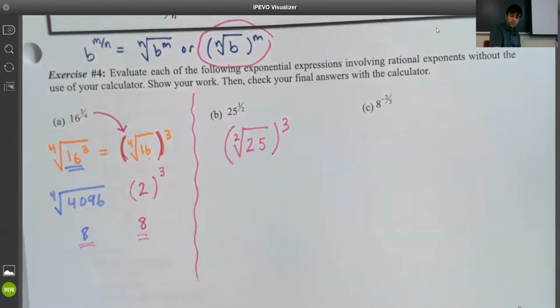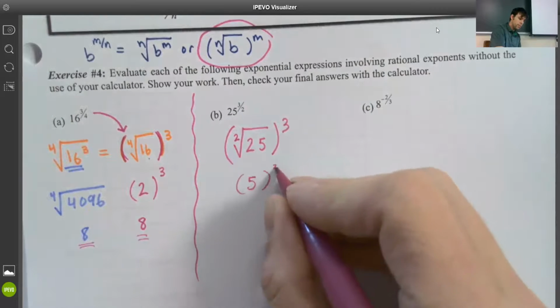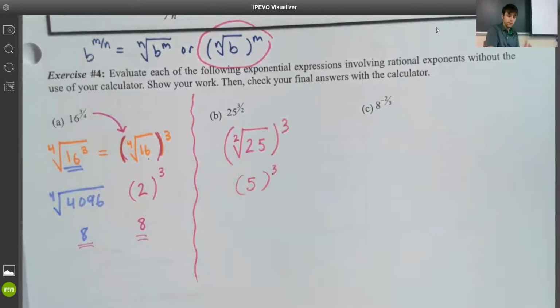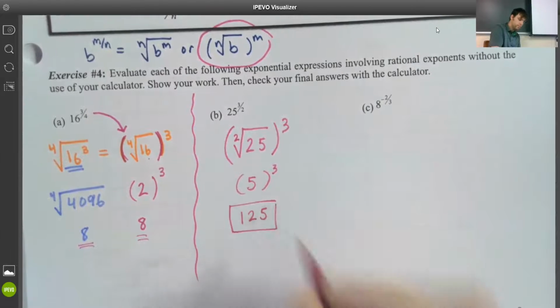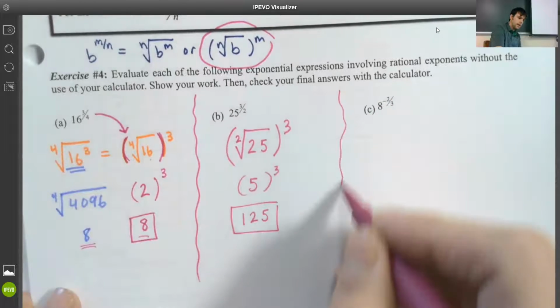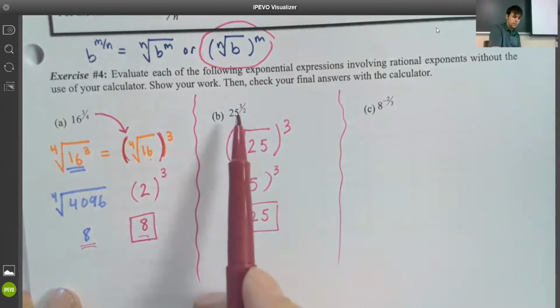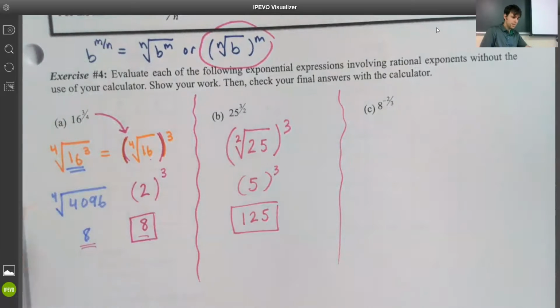Square root of 25, we probably all know what that is. It's 5. 5 to the 3rd power, that's 5 times 5 times 5. We end up with 125. There we go. This was 8. Again, this one would have been a little bit trickier, right? If we raise it to the 3rd power first, we're dealing with 25 cubed. That's huge. That's going to be even bigger than this. So I like this method better.